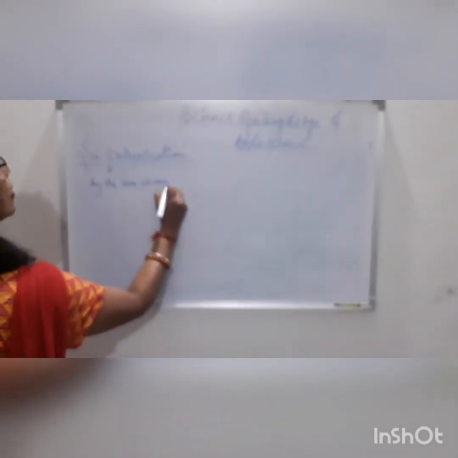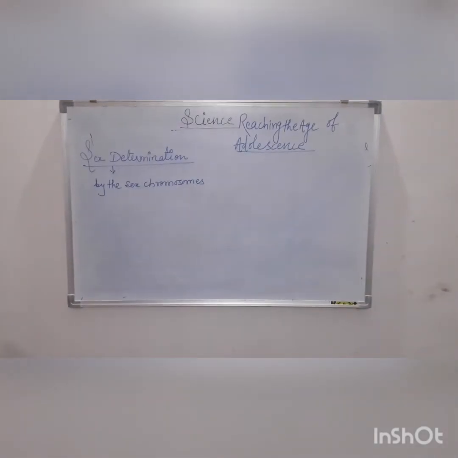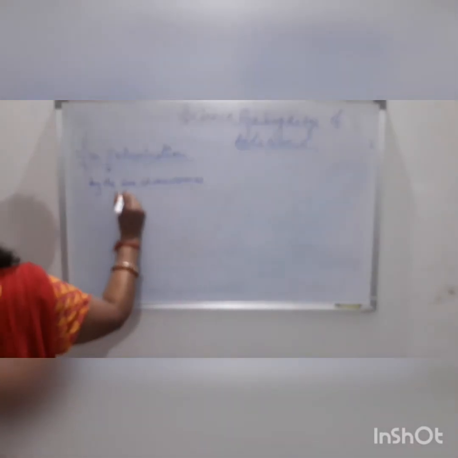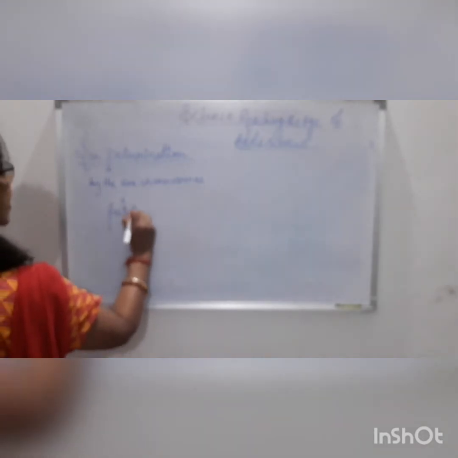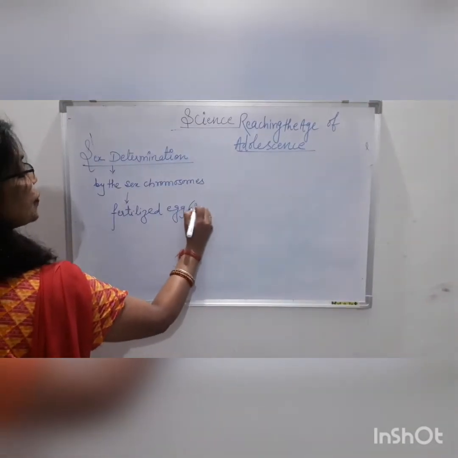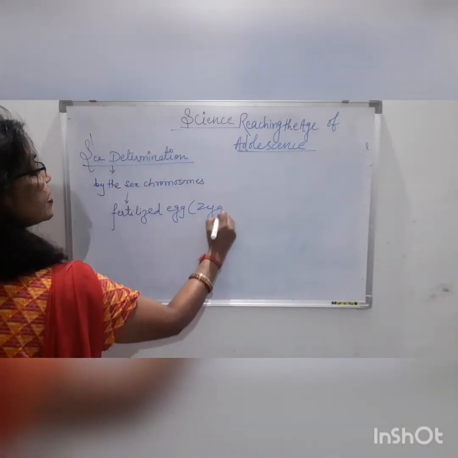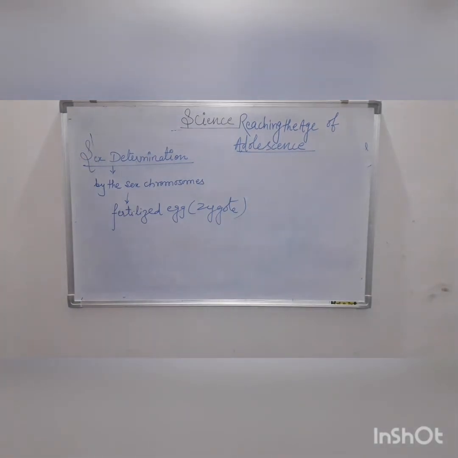sex chromosomes, the sex chromosomes which are present in the fertilized egg, which is also called what? Zygote. Clear, children? Now, there are two types of sex chromosomes, that is X chromosomes and Y chromosomes.